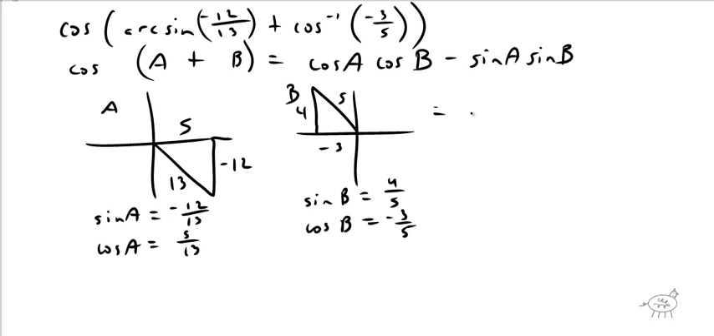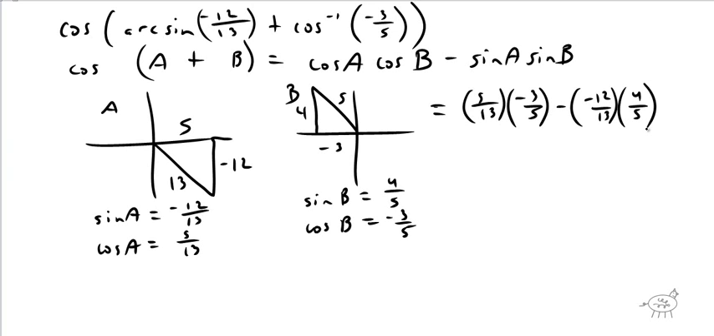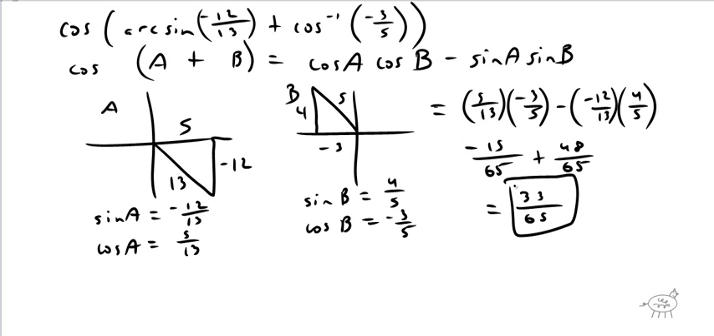Okay, so then we plug that in. Cosine A, 5/13, cosine B, negative 3/5, minus sine A, negative 12/13, and sine of B, 4/5. Okay, so we get negative 15 over 65, double negative, so it's plus 48 over 65. Okay, and that gives us 33 over 65. Okay, that's it. So that's cosine sum and difference. In this case, it's sum.